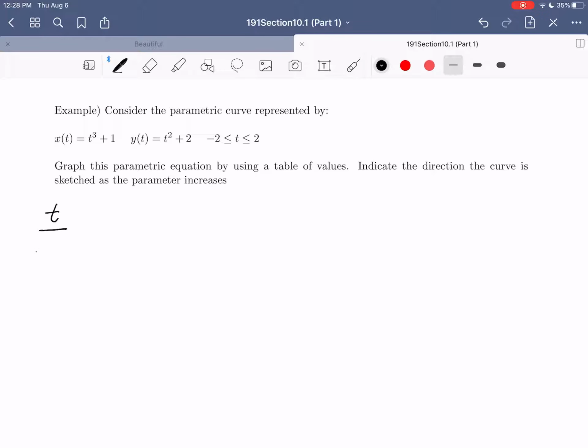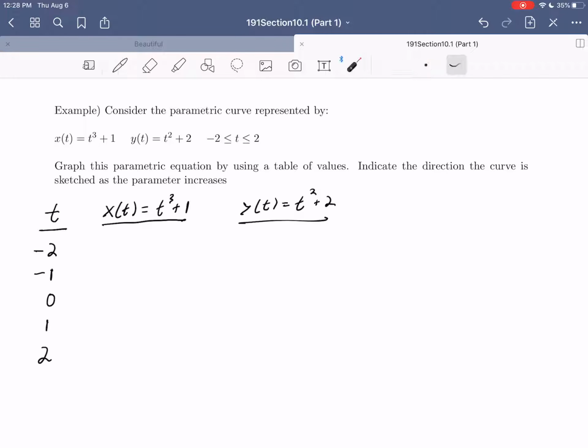So for our table of values, if we stick with integer values, we are restricted to these. Of course, again, we could always pick out some non-integer values like 1/2 or 1/3. And if we feel like we need additional points to make the graph, we can definitely do that. But I always like to stick with the easy integer values to start with. Now, the x of t is t cubed plus 1, and the y of t is t squared plus 2. So we need to plug in and go ahead and get these. So if we plug in -2 here, it looks like we should get -7.